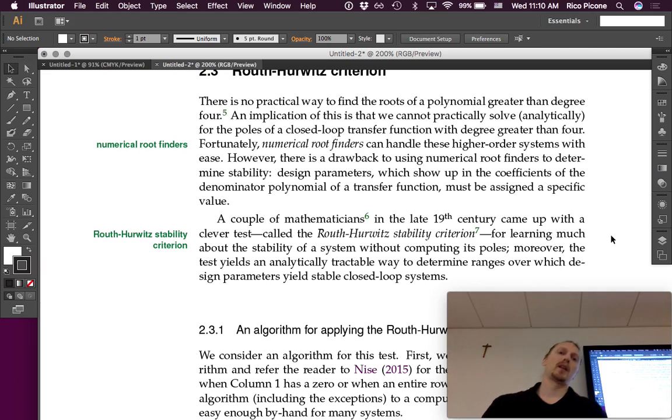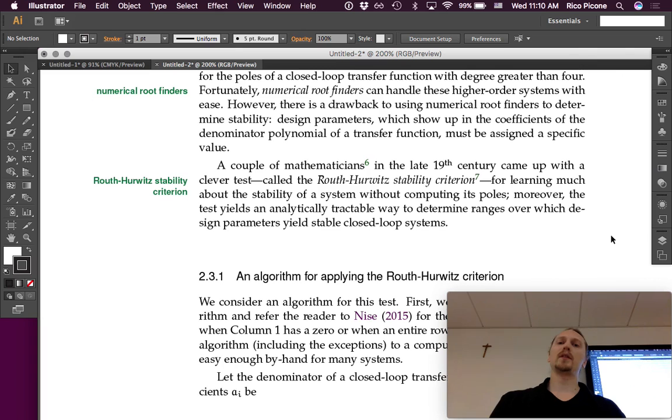performance. So a couple of mathematicians in the late 19th century came up with a clever test called the Routh-Hurwitz stability criterion for learning much about the stability of a system without computing its poles. They weren't thinking about poles and transfer functions. Those hadn't been invented yet. They were thinking about solving for the roots of a polynomial. That's what they were thinking about.